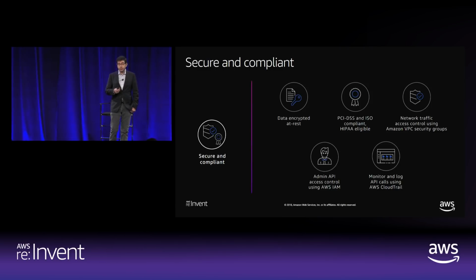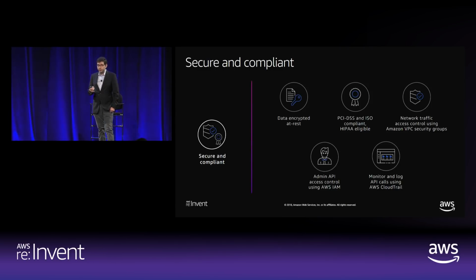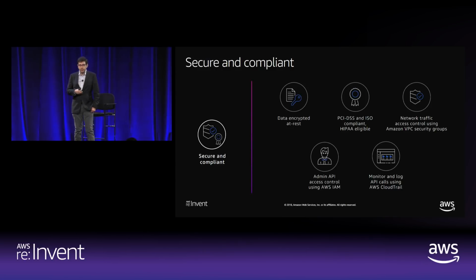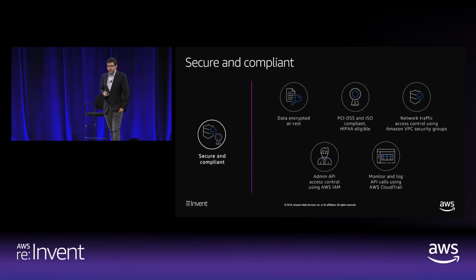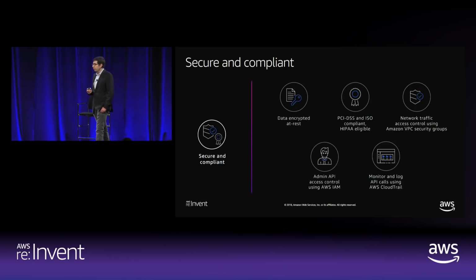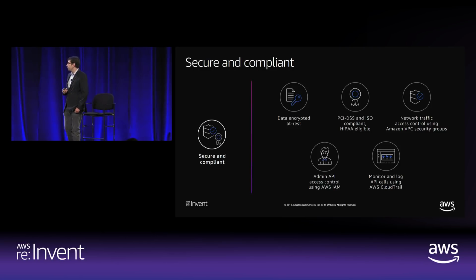And it's secure and compliant. Data is automatically encrypted at rest, and it's PCI DSS and ISO compliant, and HIPAA eligible. You access your file system from your VPCs. You set up endpoints in your VPCs and you apply security groups to them, so it's the typical VPC model. Admin API is controlled through IAM, and monitoring and logging of API calls is through CloudTrail.